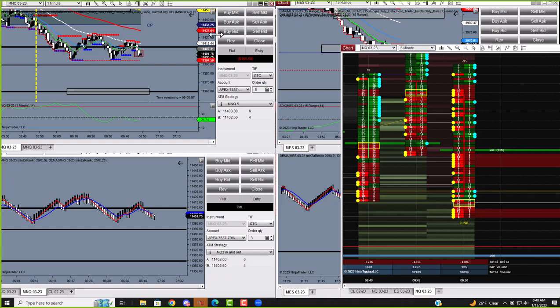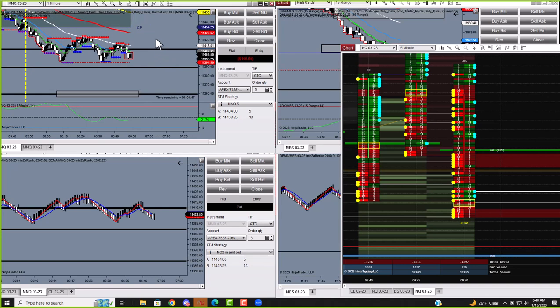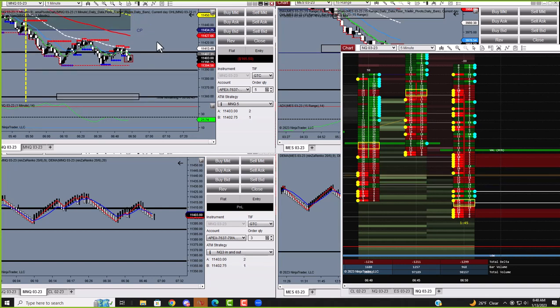I think ES comes down to my next target. I cut that long quick, man. I cut that long quick when we wicked out again on that 50 and I got in the short. Yeah, I'm negative 165. Just 'cause you rejected it twice this morning. Let's go.